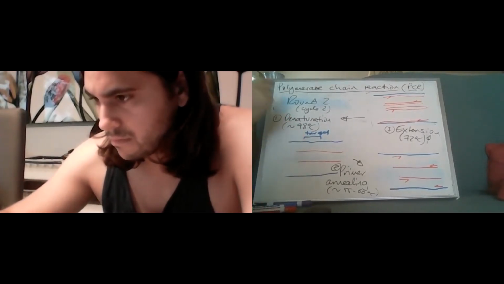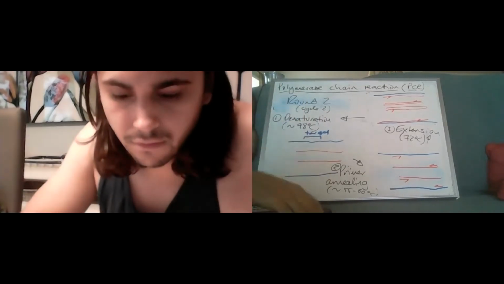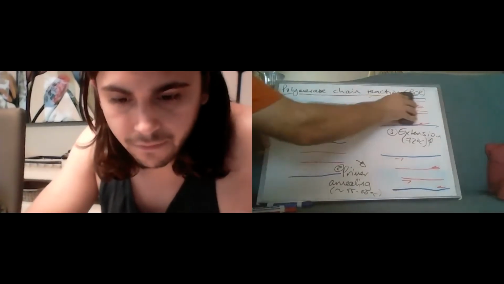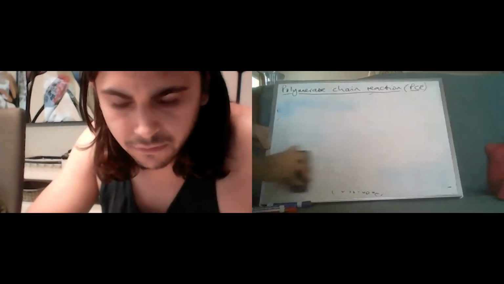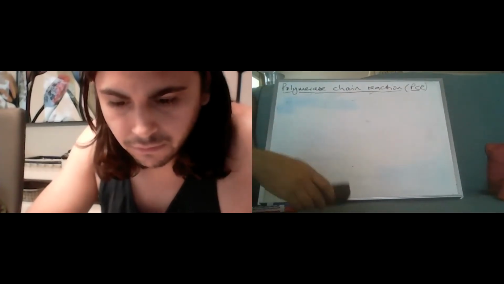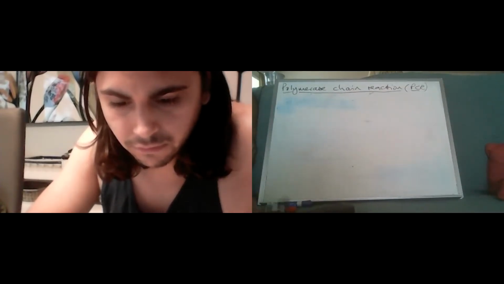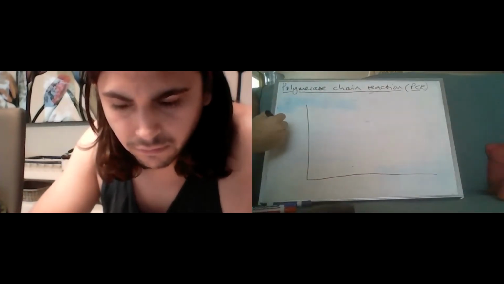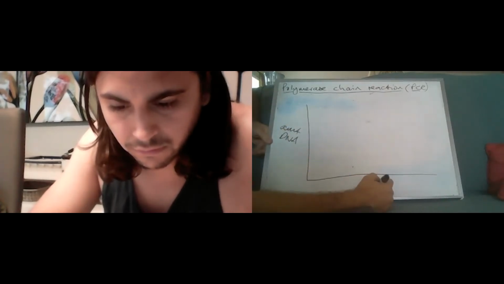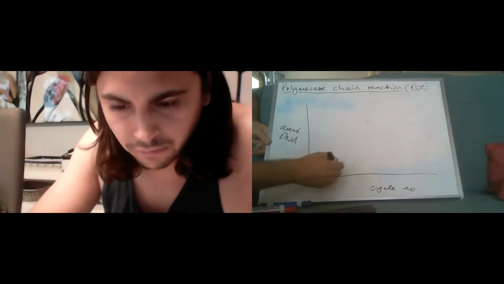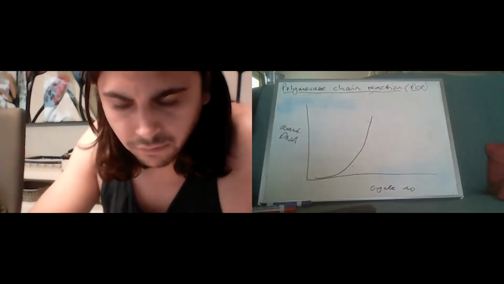That allows you to take that small amount of DNA that you started with and amplify it into a huge amount of DNA. Because every single round of PCR, at least at the beginning, doubles the amount of DNA that you have present. So if you look at, say, amount of DNA, whatever units that is, and this is cycle number, essentially it takes an exponential curve.